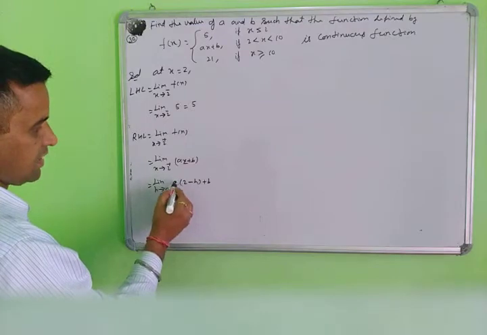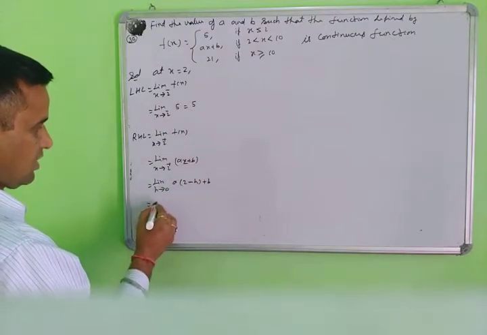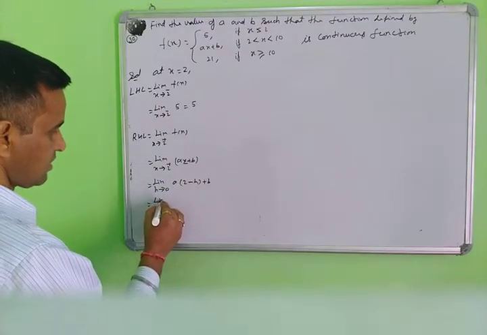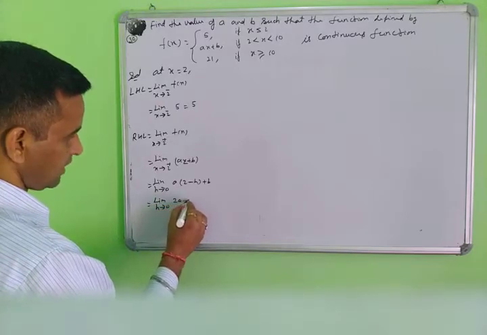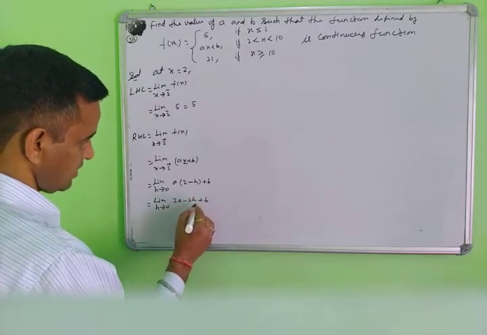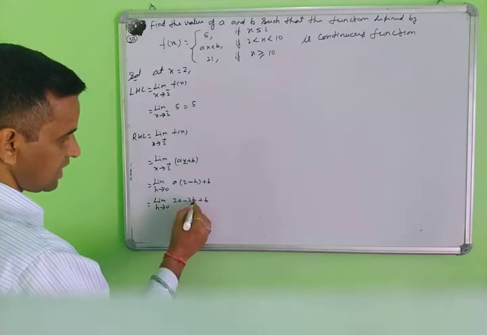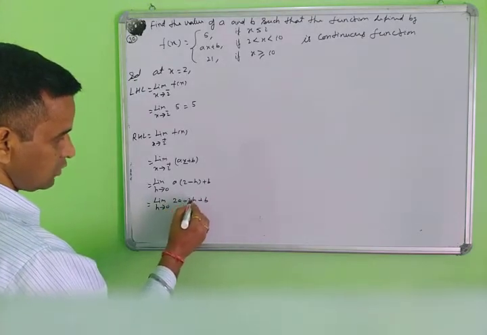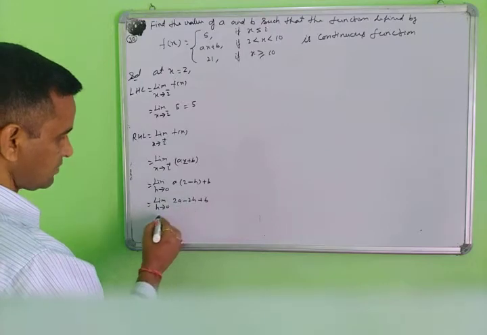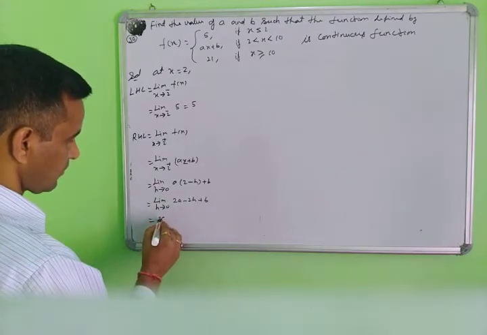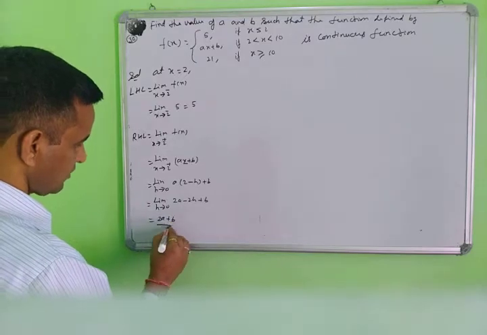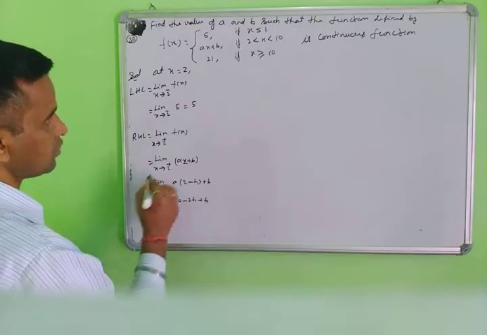So using this limit, as h tends to 0, we get 2a plus ah plus b. When putting h equal to 0, this term becomes 0. What is left here? 2a plus b. The value of this term will be 0 here.